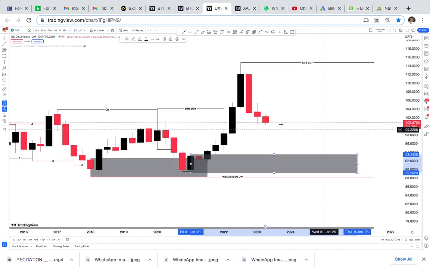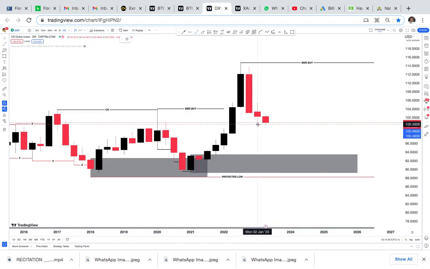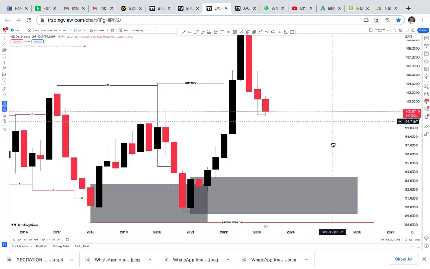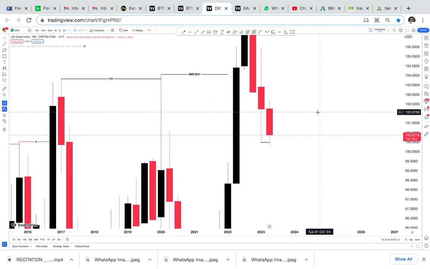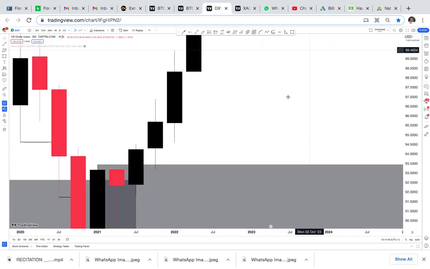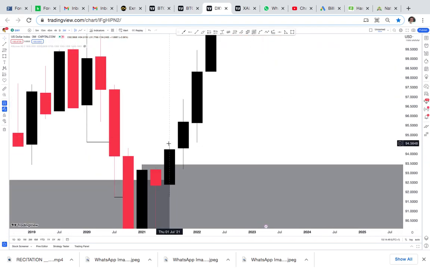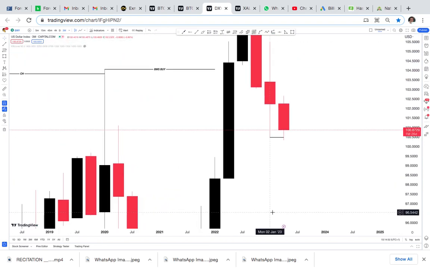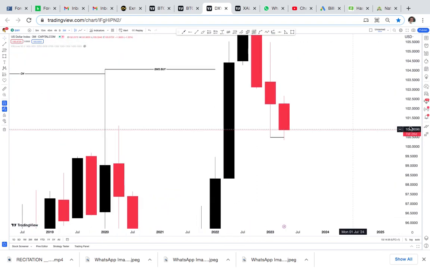So we're currently breaking lows in the DXY from the way I'm seeing things. That low is broken already. That low is broken, yeah. That low is broken. So here I broke this BMS, and the major targets were broken.